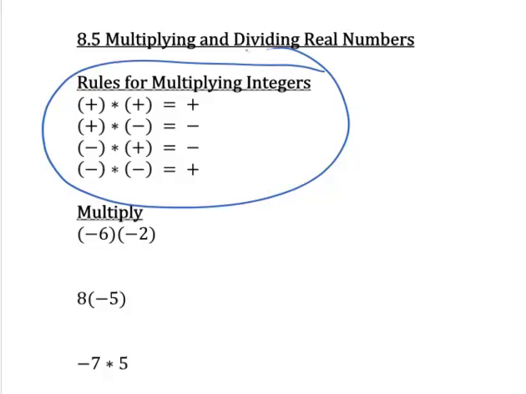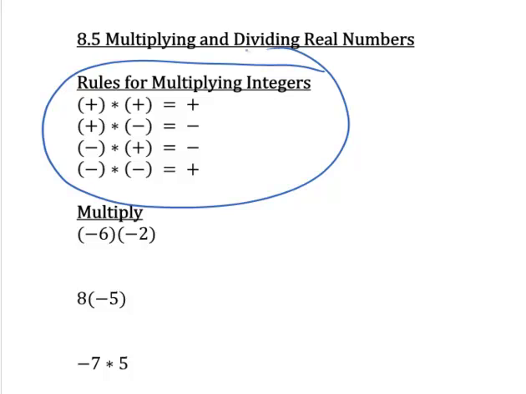So a positive number times another positive number is still positive. A positive number times a negative number is negative. A negative number times a positive number is negative. And a negative number times another negative number is positive.